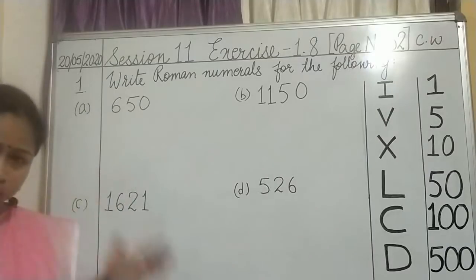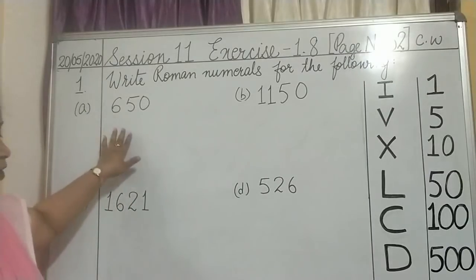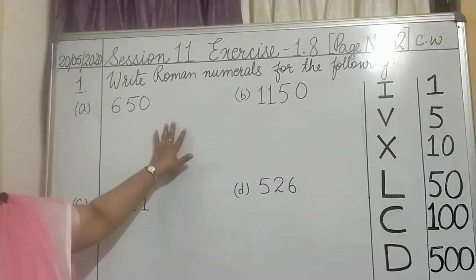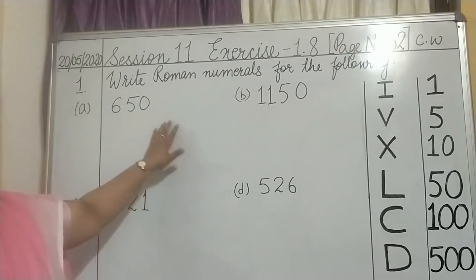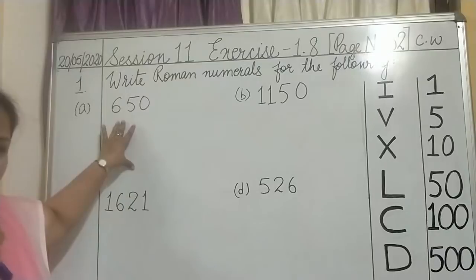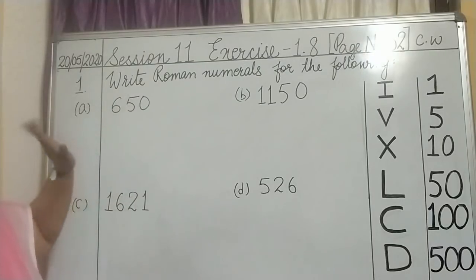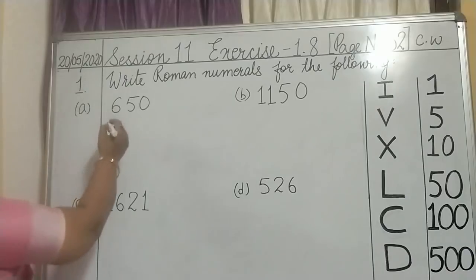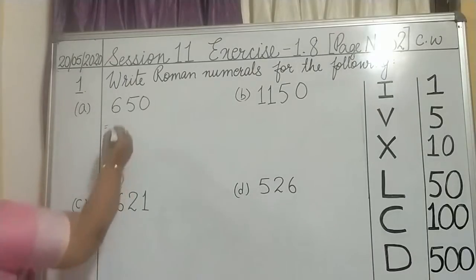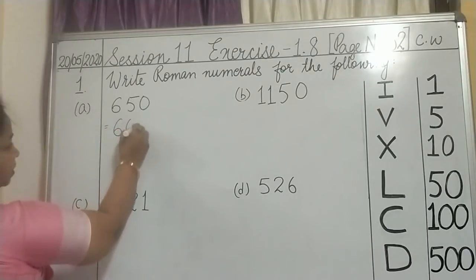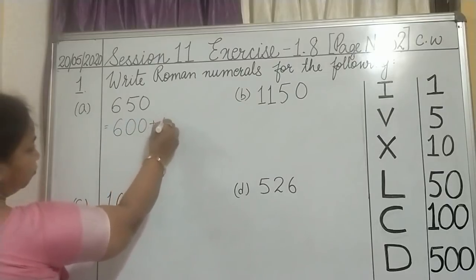This is the explanation part. Only answers you have to write in your book. Okay, so explanation part, to make it easier for you, I am just explaining how we are going to get the answer. Can we, instead of 650, write this as 600 plus 50?